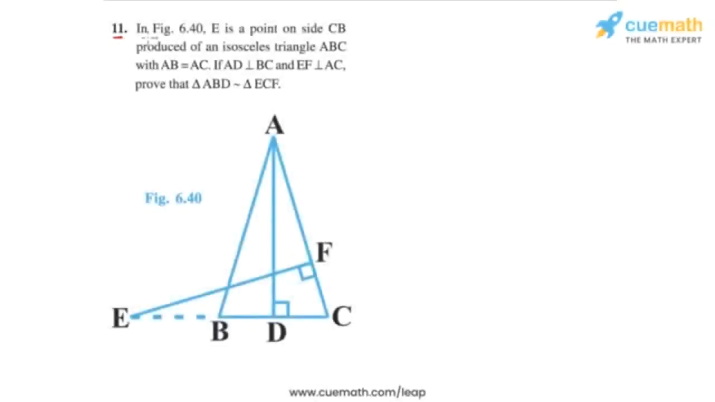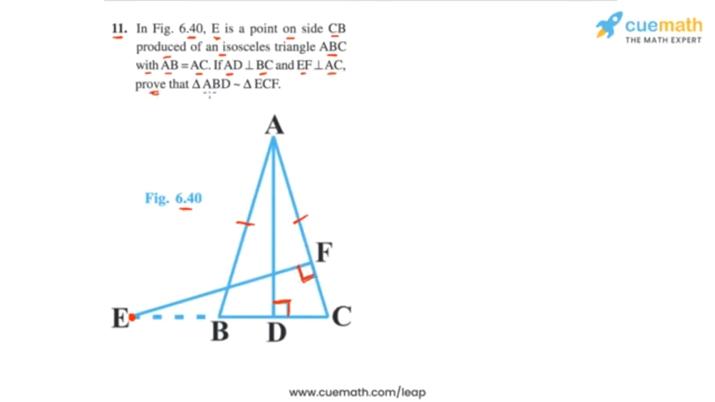In question 11, we are given this figure 6.40 that you see here, and the problem statement says E is a point on side CB produced of an isosceles triangle ABC with AB equal to AC. So AB is equal to AC in triangle ABC, and E, this point here, is a point produced on side CB. If AD is perpendicular to BC, as indicated in this figure, and EF is perpendicular to AC. So EF is perpendicular to AC.